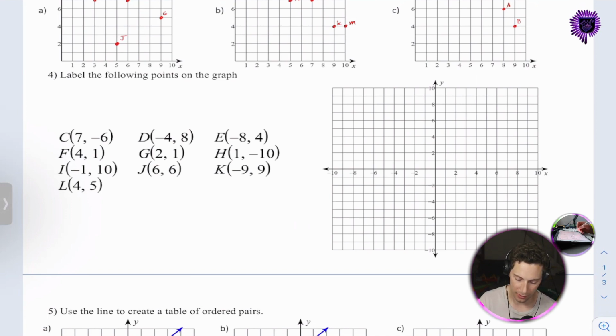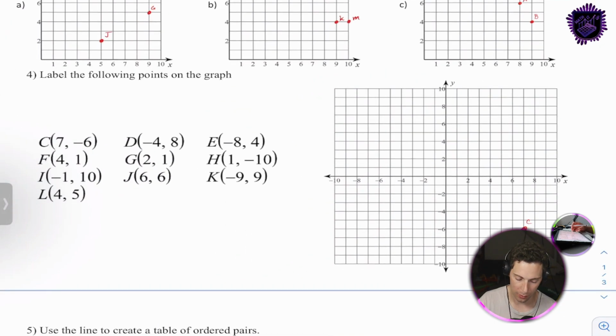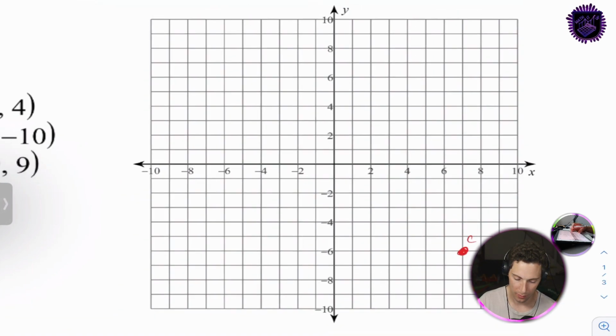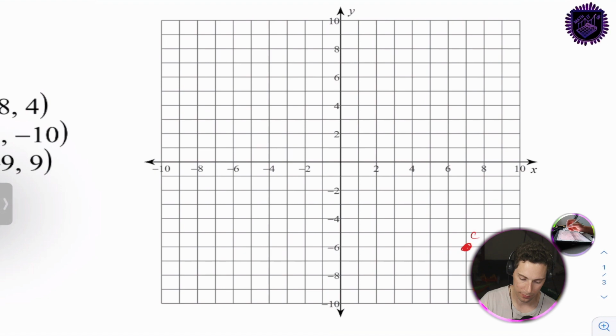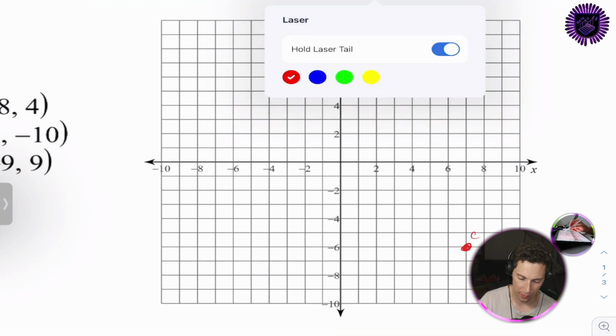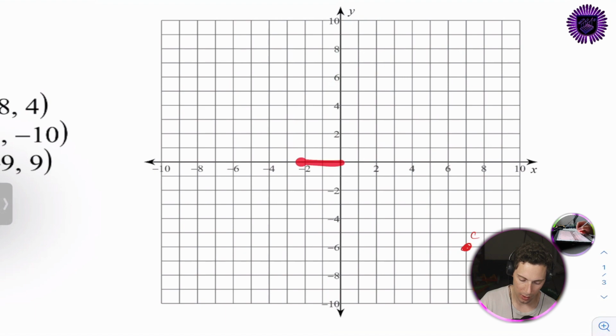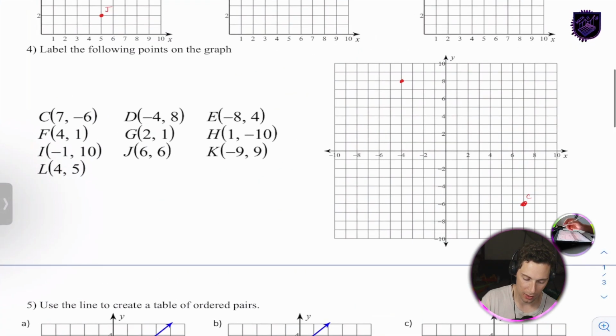7, negative 6. So 7 forwards, negative 6 down. 7, negative 6 was C. Negative 4, 8. So with negative 4, I'm going to start off with negative 4 and positive 8. So right here, and that is D.